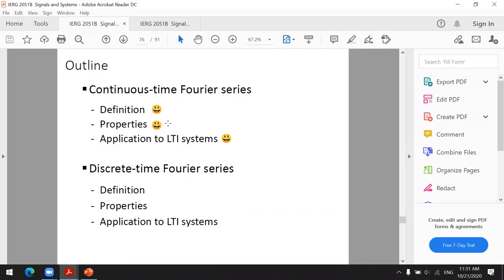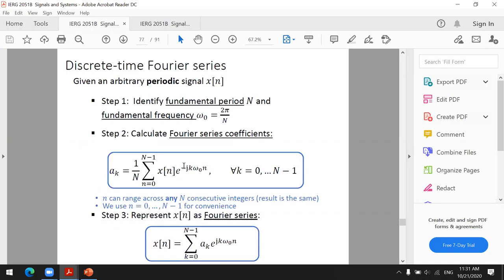This lecture we will study its counterpart in discrete time. We will spend much less time on discrete time Fourier series because we can relate it to the continuous time due to their analogies. Okay, let's start.